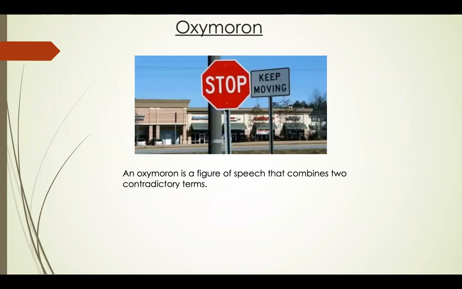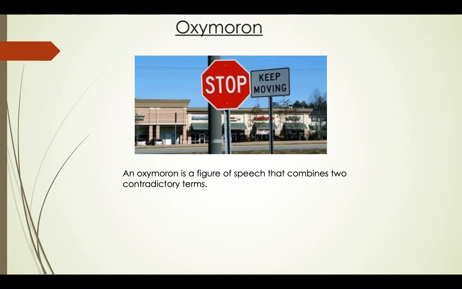Moving on to our next language technique, we have oxymoron. Now, oxymoron is a language technique which you may have come across before, perhaps in your power and conflict poetry, perhaps in your literature novels, etc. So we have an image, and as you can see from the signs, it states here, stop and keep moving. One sign says stop, the other states keep moving. Now, personally, as a driver, I'd for sure be confused. Okay, do I continue driving as normal or do I stop?